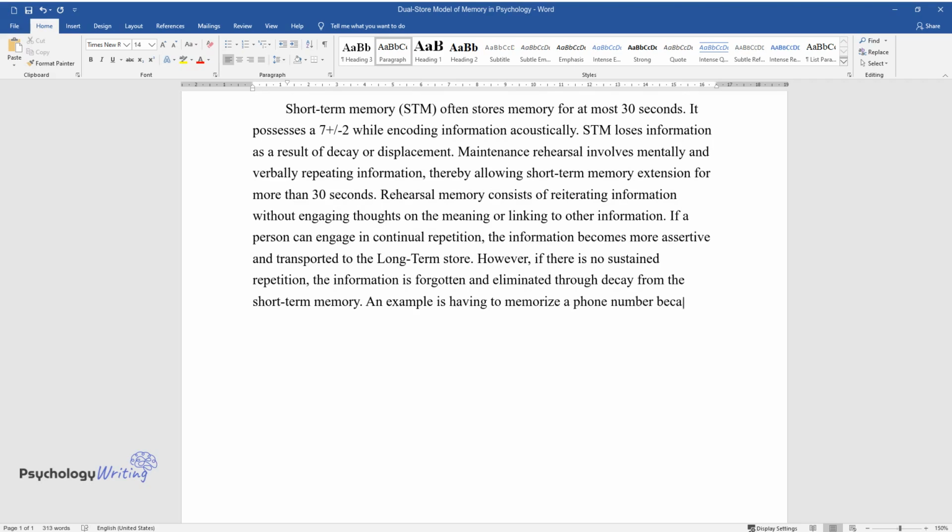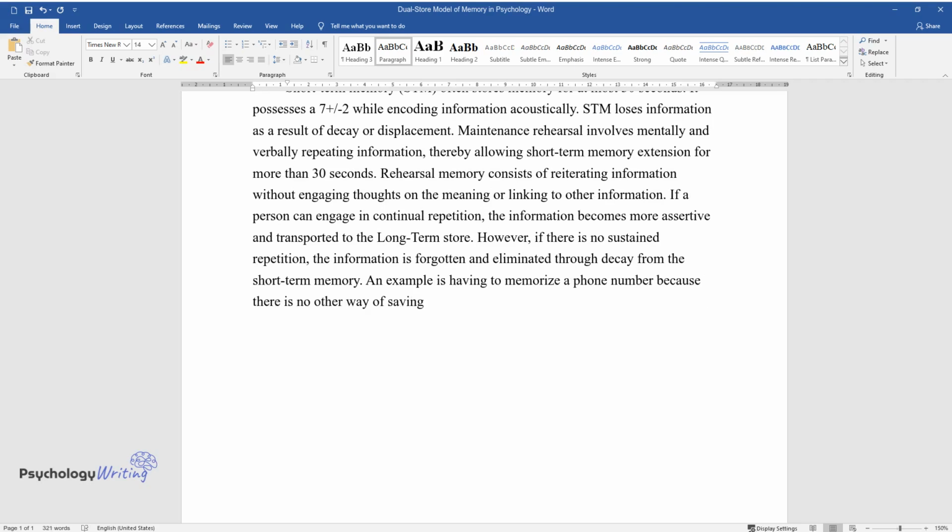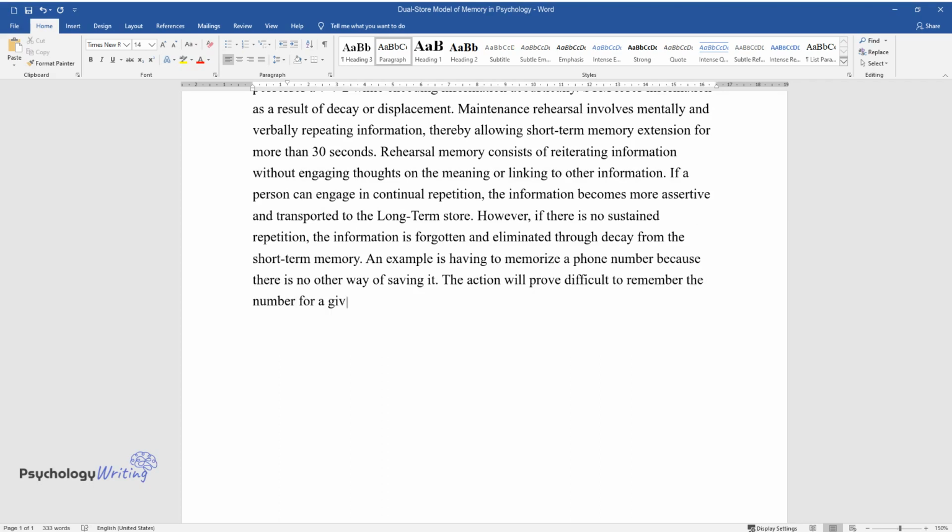An example is having to memorize a phone number because there is no other way of saving it. The action will prove difficult to remember the number for a given period unless the number gets rehearsed in mind.